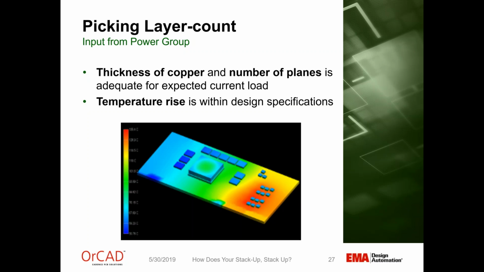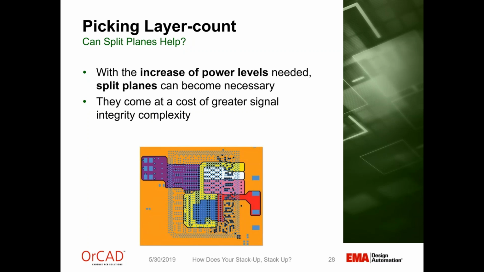So another trade-off with performance versus cost you need to have a conversation with your manufacturer about. How about split planes? Can you split planes up and put different power or trace signals on your power plane? Can you share it, or does it all need to be one?